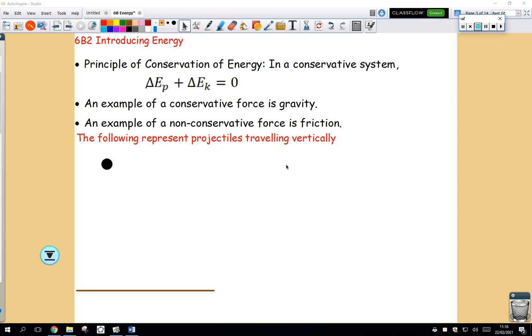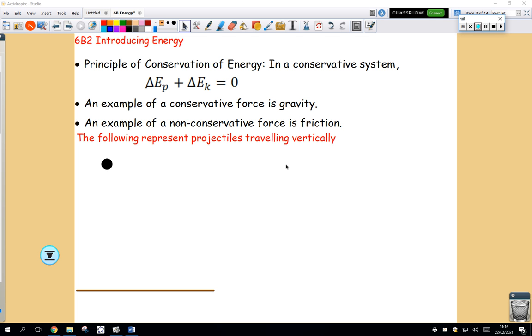An example of a conservative force is gravity. Gravity is not removing energy from anything. It's changing things, but it's not removing energy from a system. A non-conservative force would be friction, because friction will remove energy from a system. If I drag a sled along the ground, I'm generating heat, it's generating sound, there's energy going away from the system in other ways.